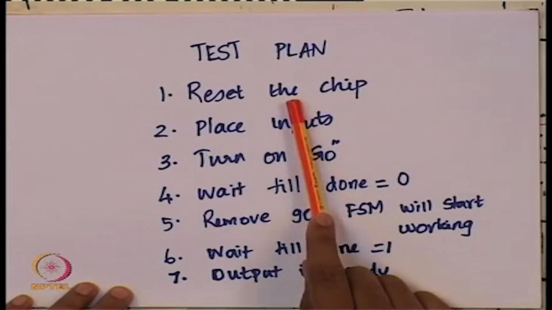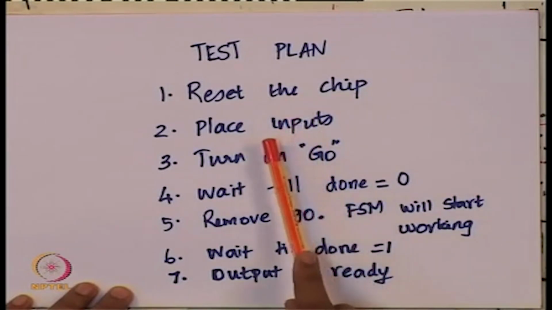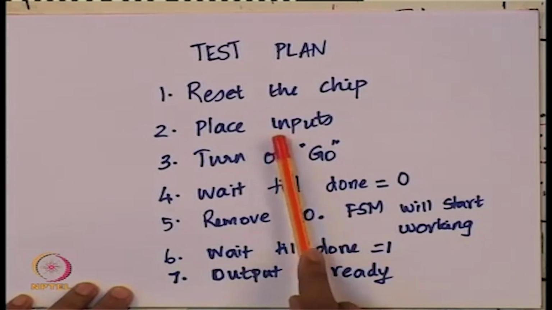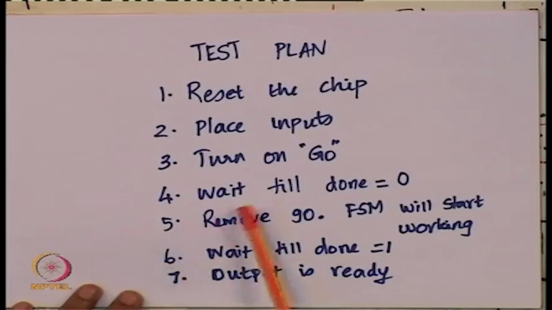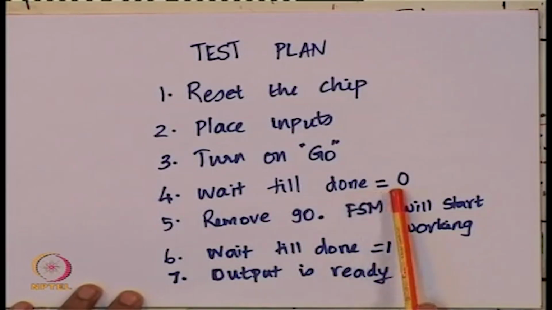Once we reset the chip, we place the inputs. Once the inputs are placed, we can turn on go, which means from the external world's point of view, the inputs are ready. However, this does not mean that the state machine can start working. It is possible that we need to wait for the state machine to finish. So we will wait till the done signal becomes 0. For whatever reason, if done is 1, we will have to wait till done equals 0.